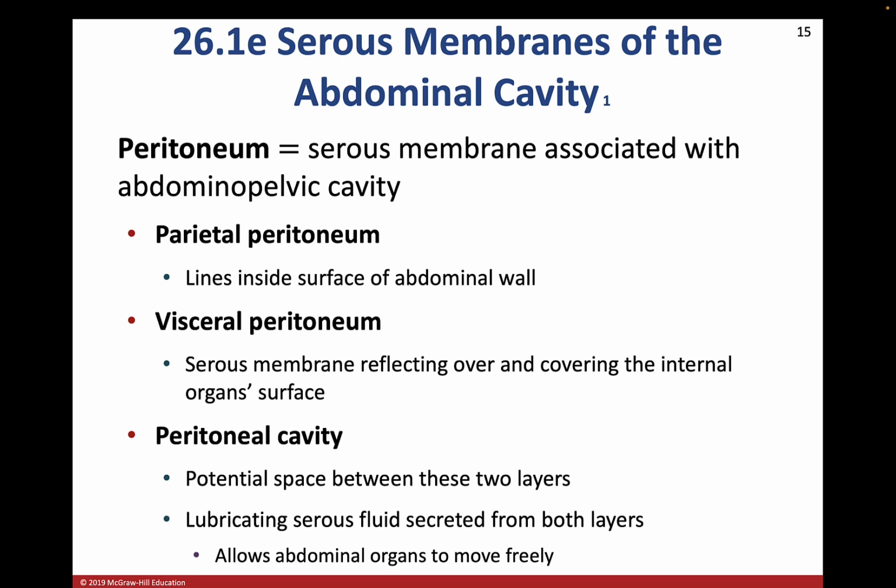We have the parietal peritoneum that lines the inside surface of the abdominal wall. Then we have the visceral peritoneum, and this is a serous membrane that's reflecting over and covering the internal organs' surface. The peritoneal cavity is a space between these two layers, and keep in mind there will be a lubricating serous fluid that's originating from both the parietal layer and the visceral layer. And one of the functions of this fluid is to allow the organs found in the abdominal cavity to move freely.